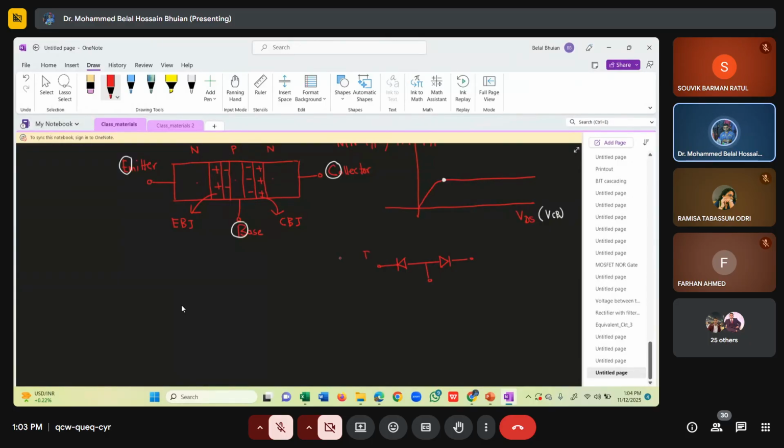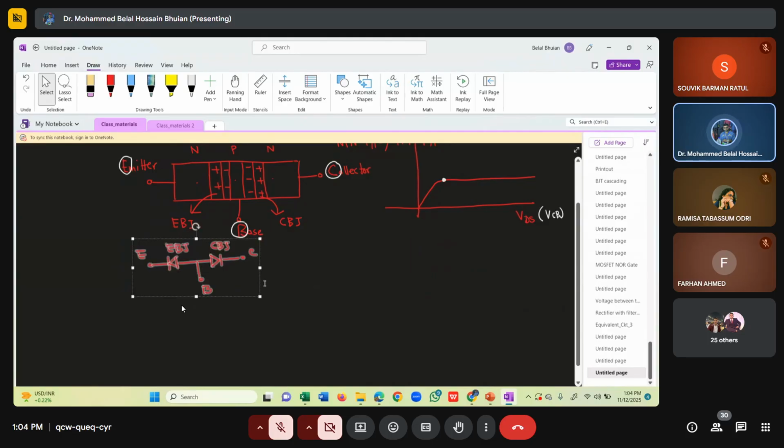So that is our base. Sorry, this is our emitter, this is our base, and this is our collector, and that is our emitter to base junction, and there is a collector to base junction. Okay.